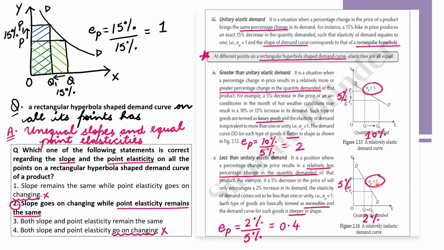It means that elasticity of demand is less than 1. And in this case, you have to remember that the demand curve for such goods is steeper in shape. You can see the demand curve over here is steep and the demand curve in the previous case is flatter. I hope all these points are very clear to you. Thank you.